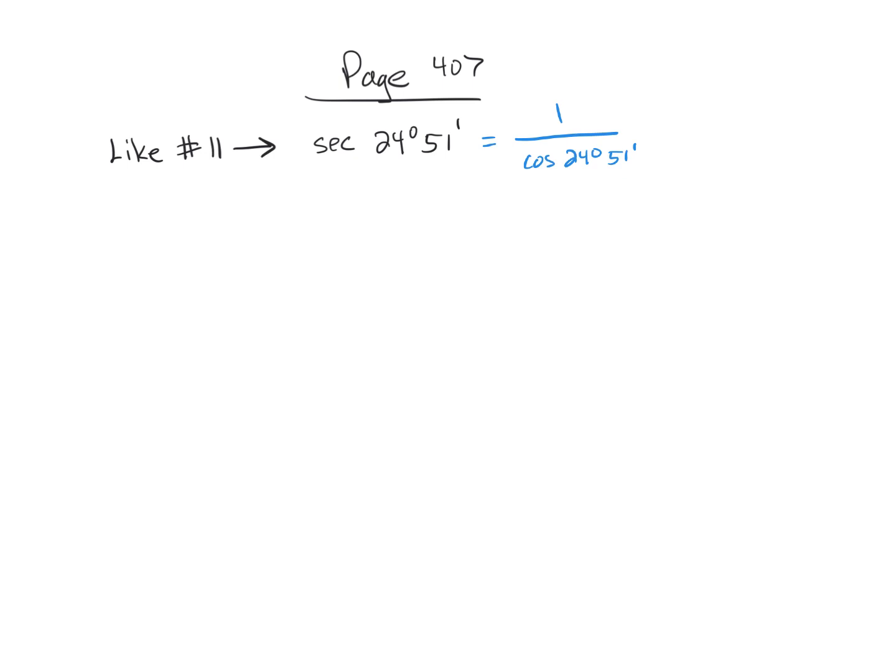Okay, if we're going to do that, remember that when we have degrees in minutes, that really is 24 plus 51 over 60, because that's how you change degrees and minutes into degrees and decimal degrees. All right, so on your calculator, there are a number of ways that you can do this.